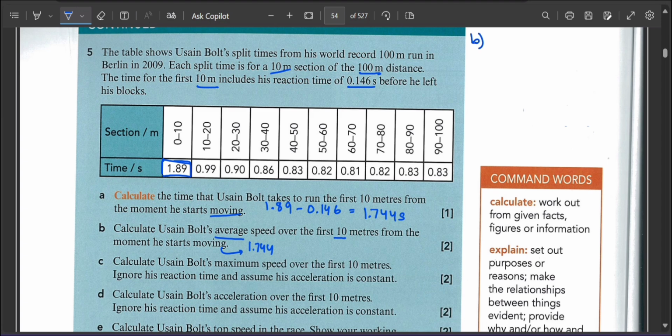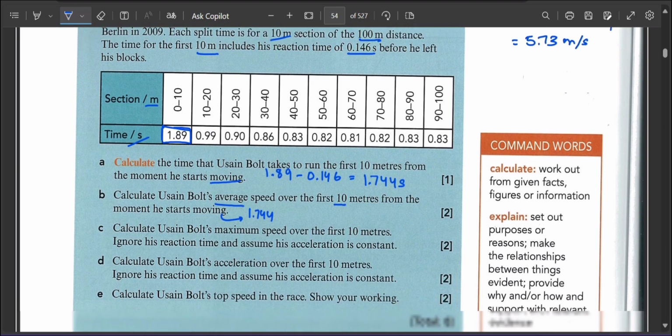What is the formula for speed? Distance over time, which means we have 10 over 1.744, and when we do that we get the value of 5.73. And what units are we going to use? Meter per second.